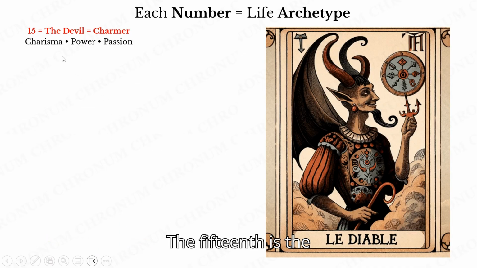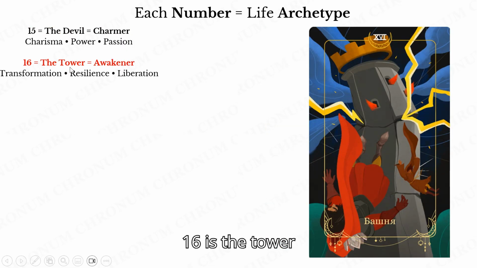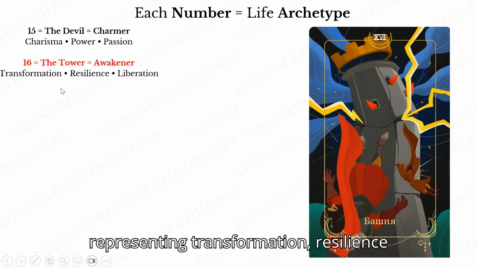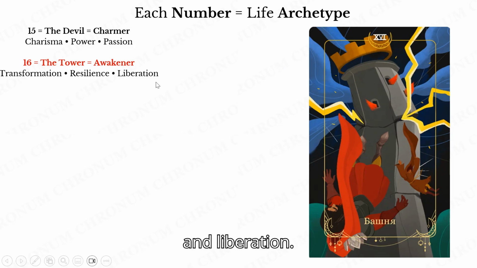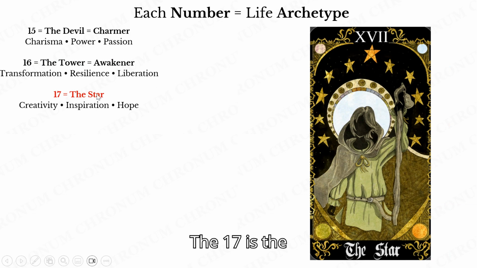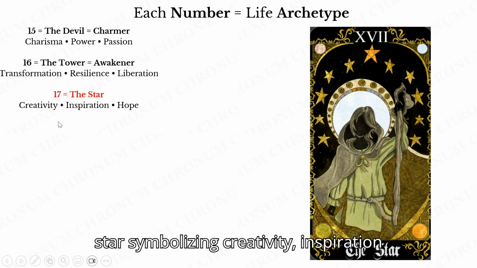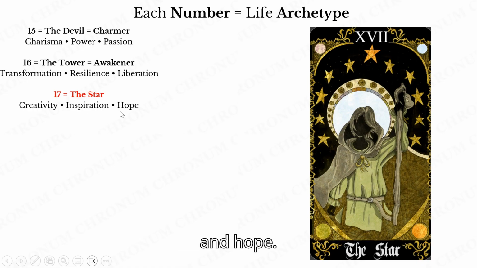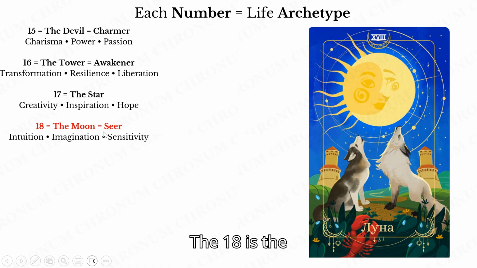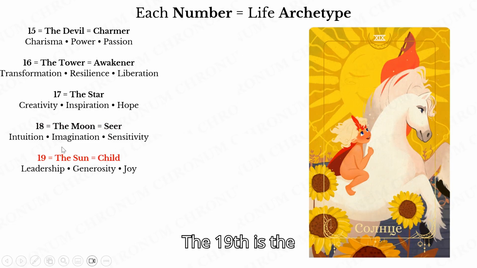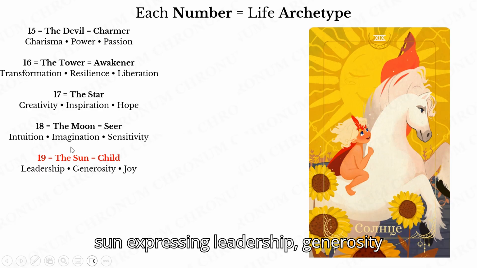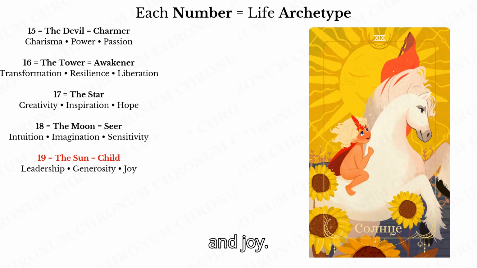The 15th is the devil, connected to charisma, power, and passion. The 16th is the tower, representing transformation, resilience, and liberation. The 17th is the star, symbolizing creativity, inspiration, and hope. The 18th is the moon, connected to intuition, imagination, and sensitivity. The 19th is the sun, expressing leadership, generosity, and joy.